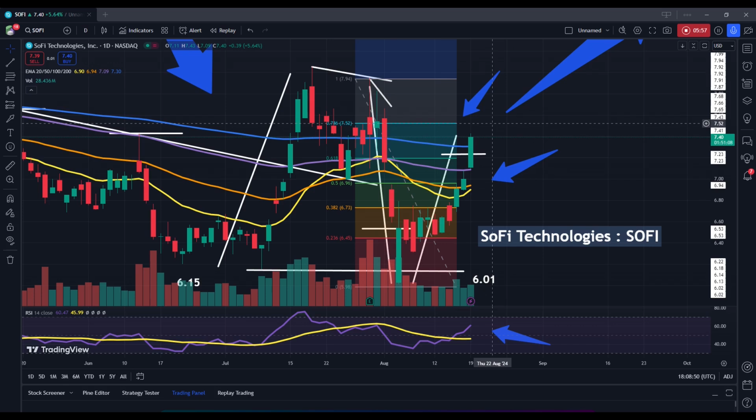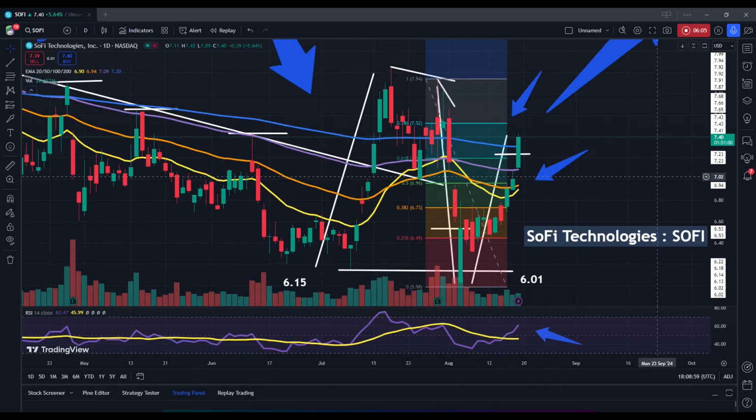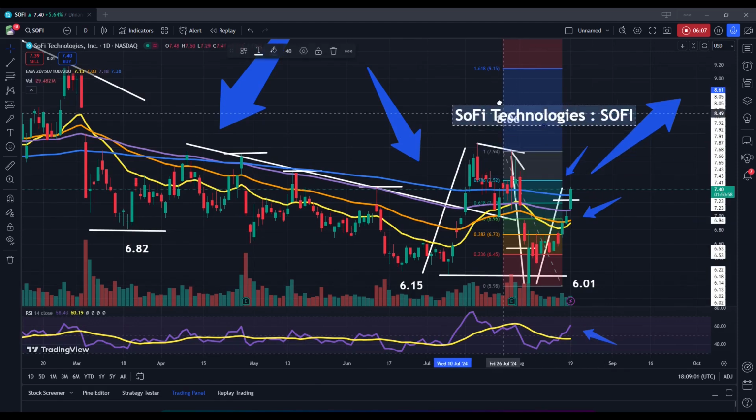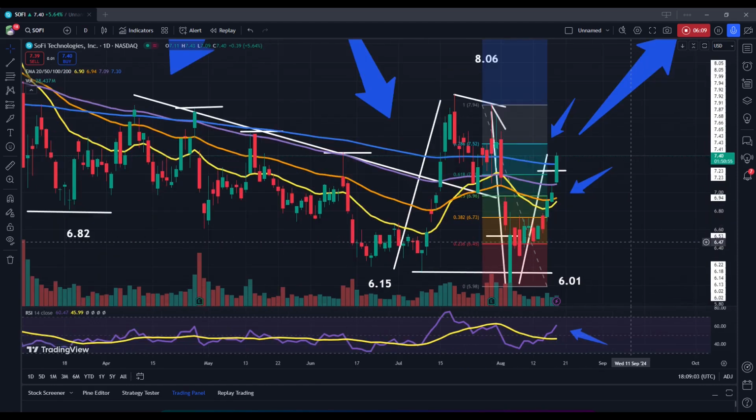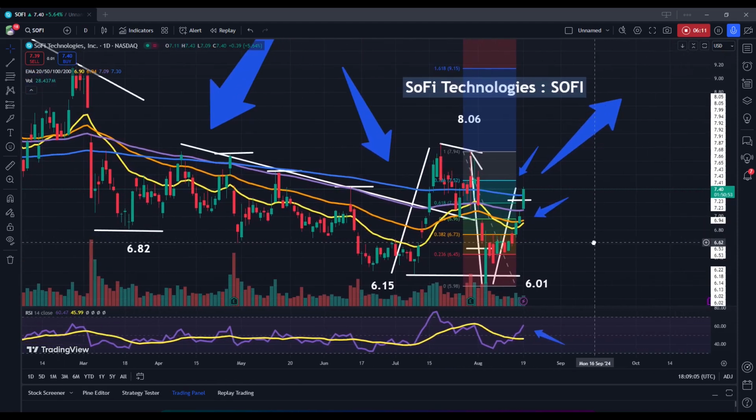A break of this area would be required in order to see another retest of these prior areas coming in at $7.94. If we were to see breaks of these areas, then I do think that we can start to suggest that a near-term bottom is in place. Does that exactly mean that we're going to see double-digit gains here in the stock in the next few weeks?